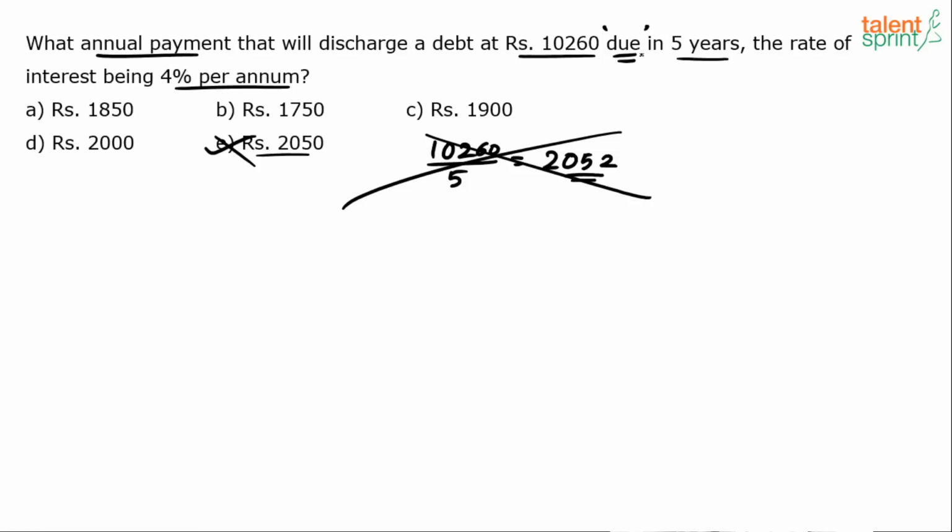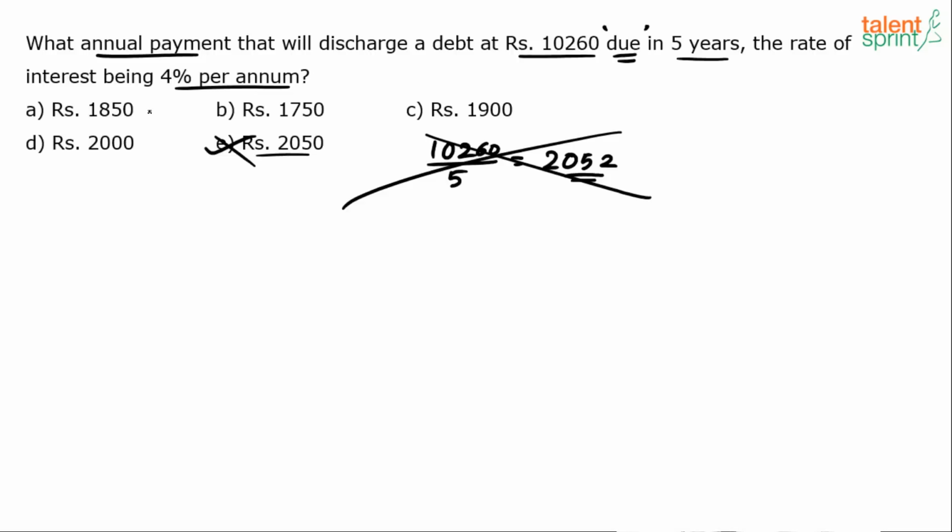Okay. So what does it mean? What annual payment, meaning what equal payments every year that you make, will discharge, meaning will cover, a debt of 10,260? Meaning you have 10,260 rupees taken from someone, and you are supposed to give it back in 5 years. After 5 years, you understand? Today you have borrowed, you will give it back in 5 years. The rate of interest being 4% per annum.